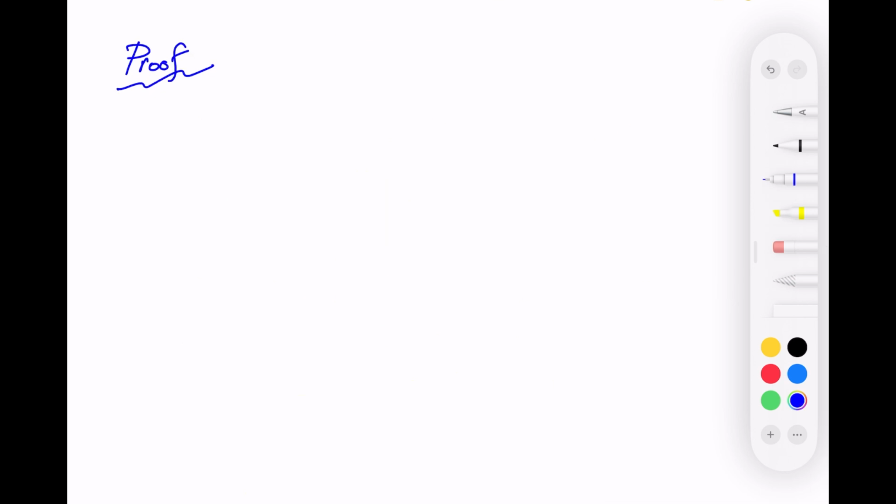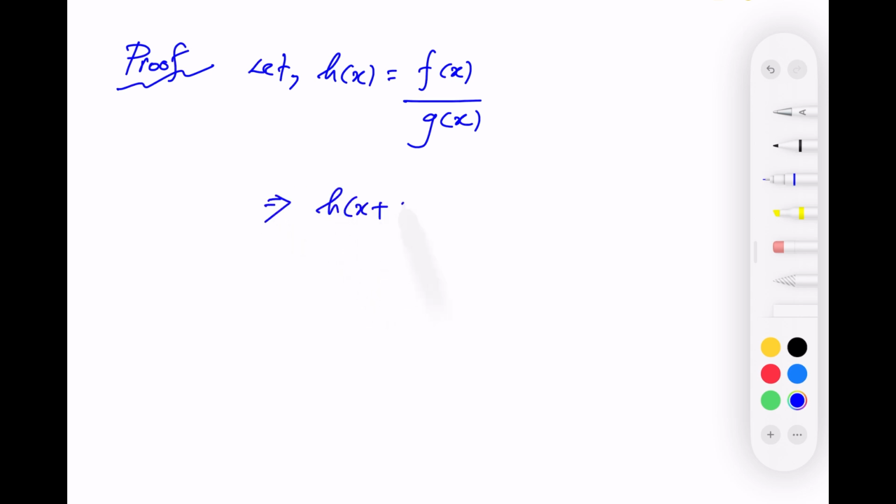So here's the proof. We're going to let h of x be f of x divided by g of x. Then from that, we have h of x plus delta x to be equal to f of x plus delta x divided by g of x plus delta x.